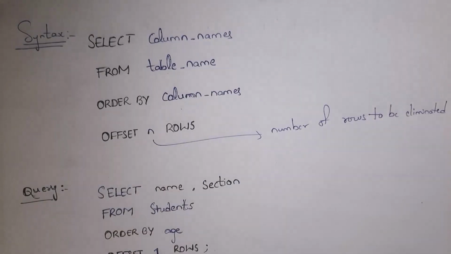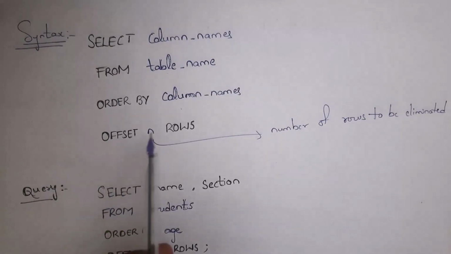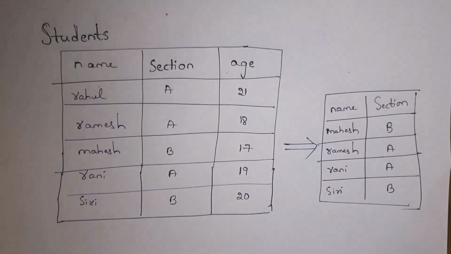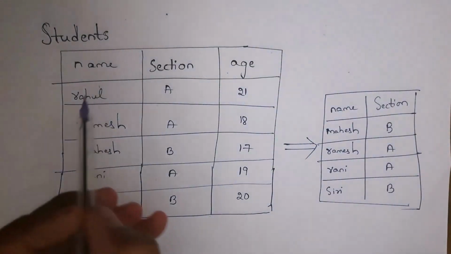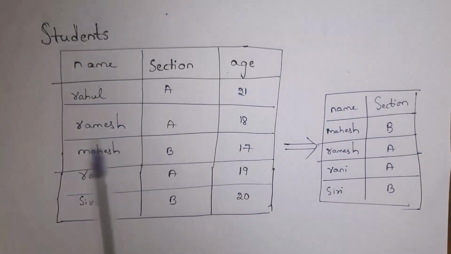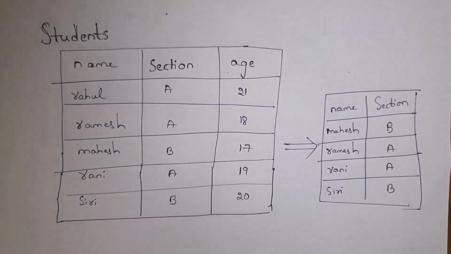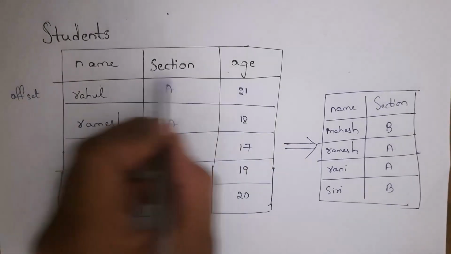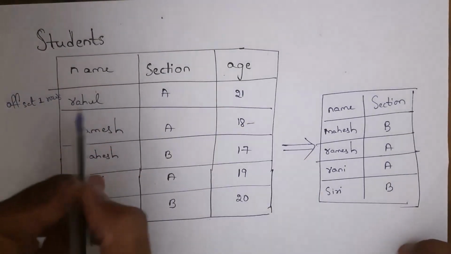For example, in the students table I want to delete the first row. So just write here 1. For example, in the students table I want to delete the first 2 rows. So just write here offset 2 rows. For example, my database contains a students table. The students table contains data: Rahul, section A, age 21. Similarly, name Ramesh, section A and age 18, and so on. Now by using offset, I will delete the first row. Whenever you write here offset 1 rows, it will delete the first row.